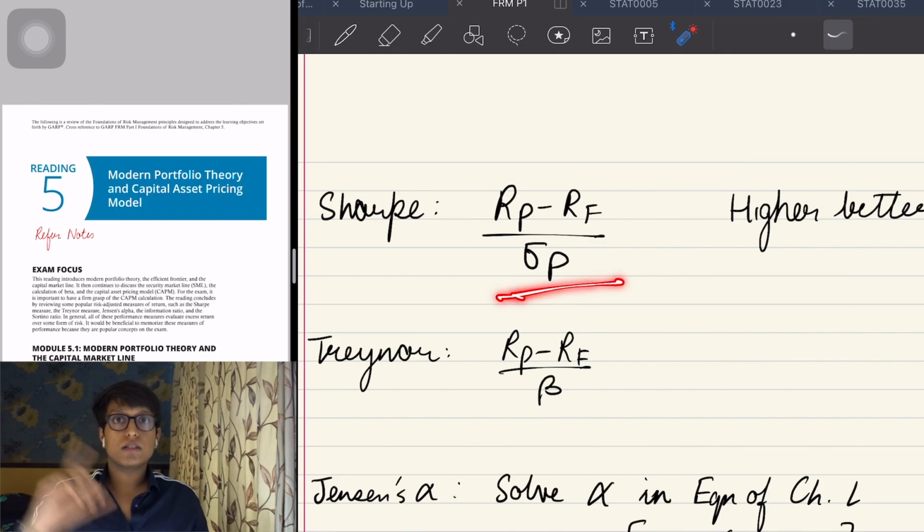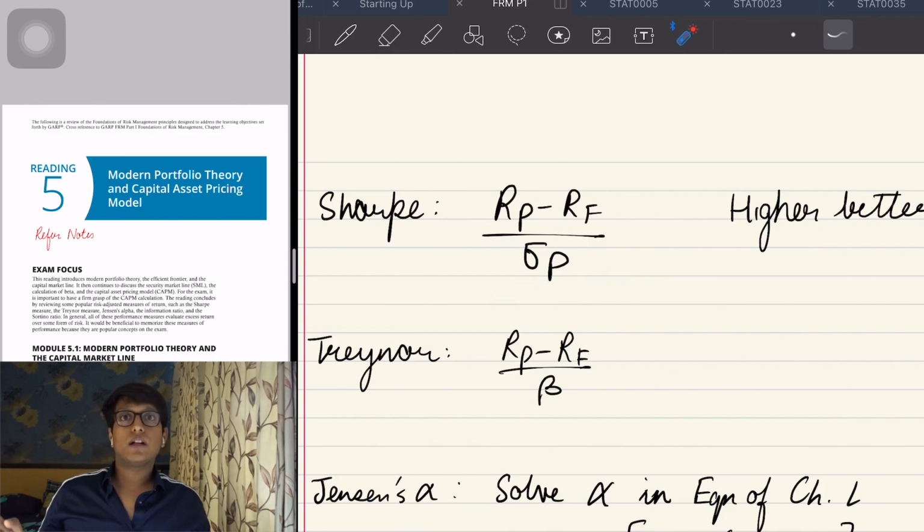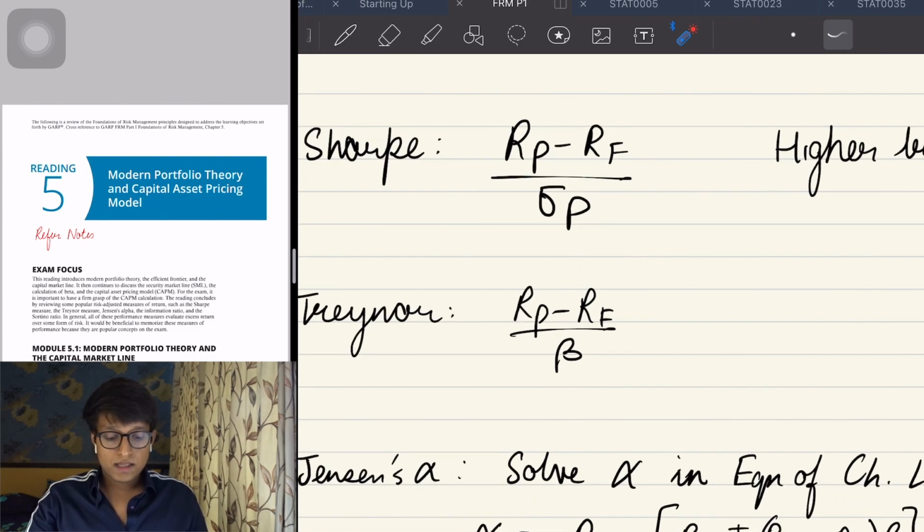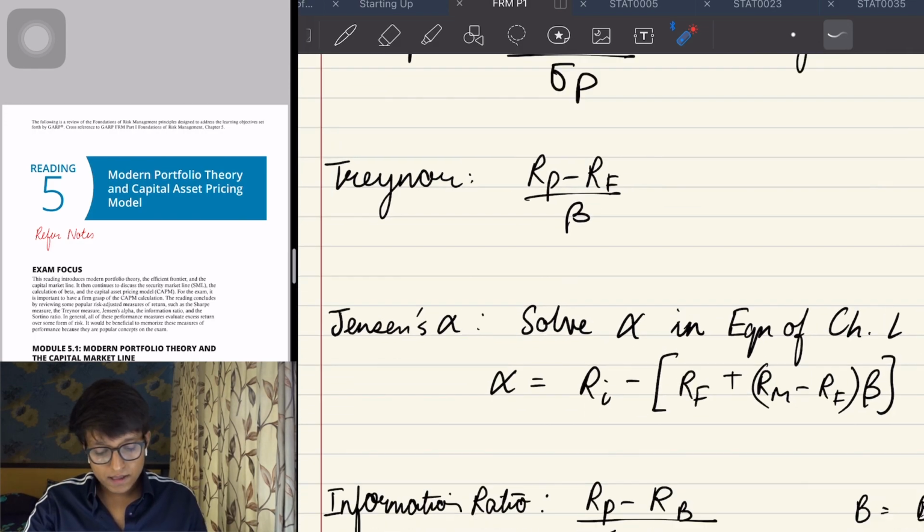This risk part is important because, recall, in the first reading we had done a risk-adjusted rate of return. It is fairly similar to that. And again, the higher the better, because it would mean either your Rp is high or your sigma P is low. Next is Treynor's measure, which replaces the sigma P with beta and only considers the systematic risk. Same thing, only considers systematic risk.